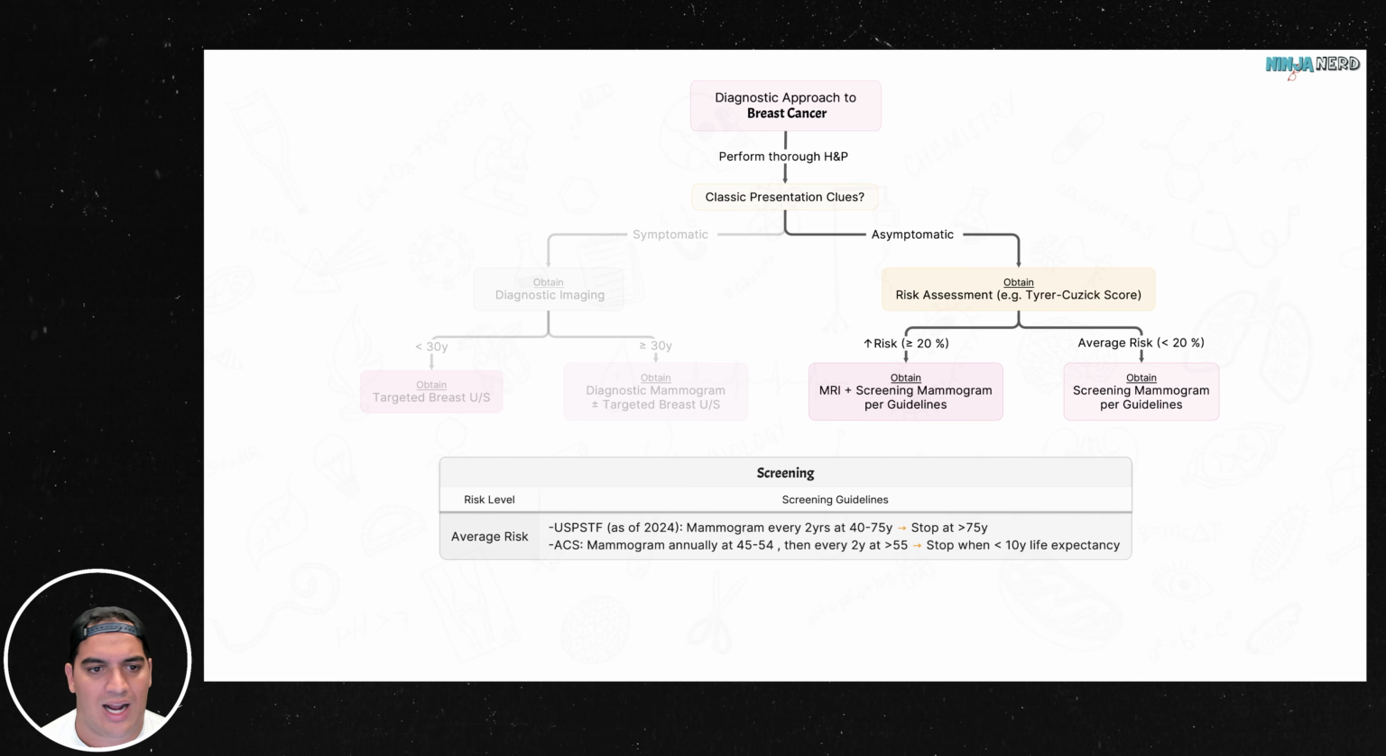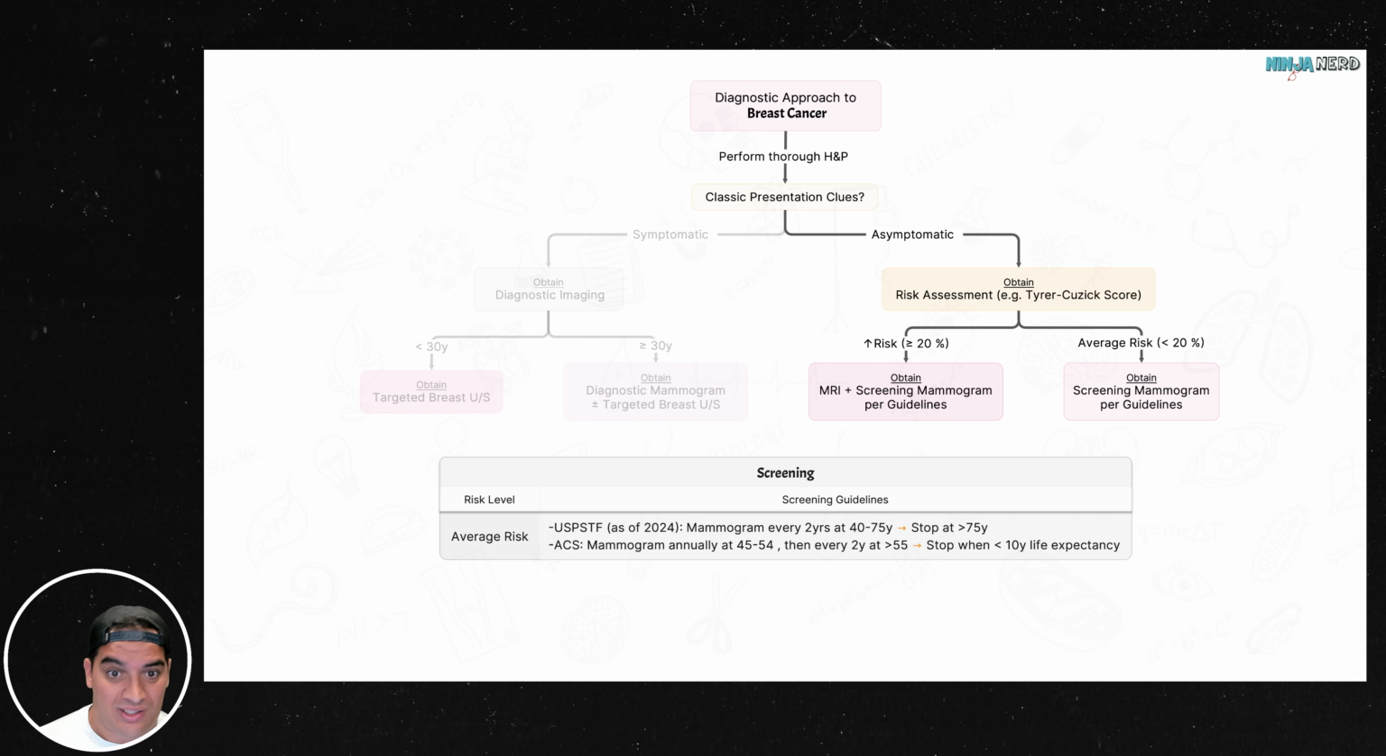ACS is kind of stuck with their guidelines that you go 45 to 54 every year. So we'll be aggressive up front. And then once we get to greater than 55, we'll go to every 2 years. And then you stop when you think that less than 10 years of life is expected in that patient. Obviously, this could be based upon just if they're an 85-year-old patient, can they still get breast cancer? Yeah. But do they also have congestive heart failure?